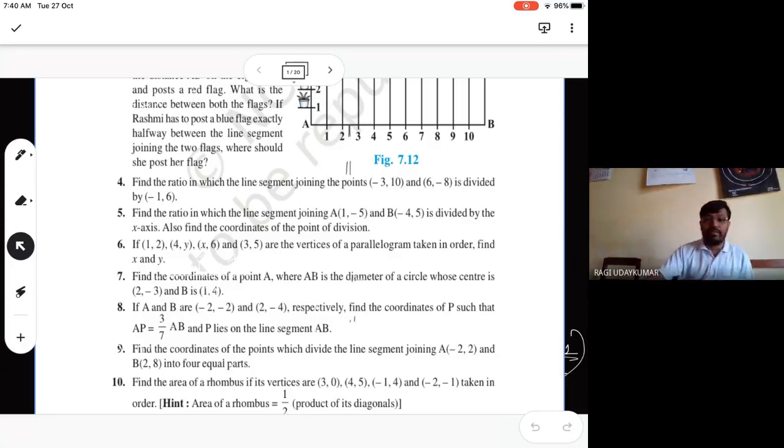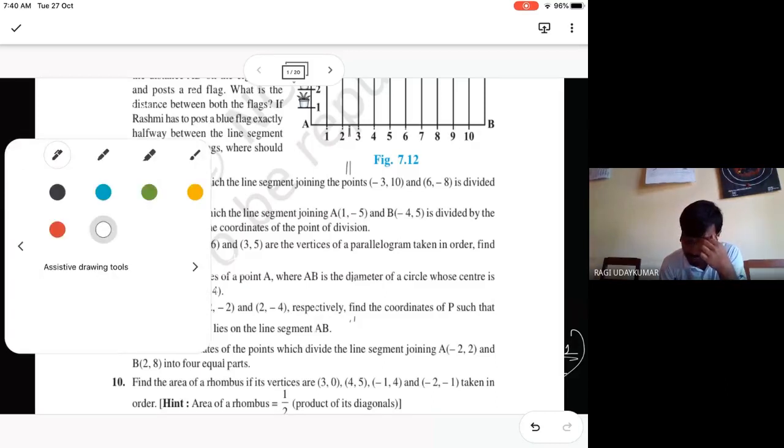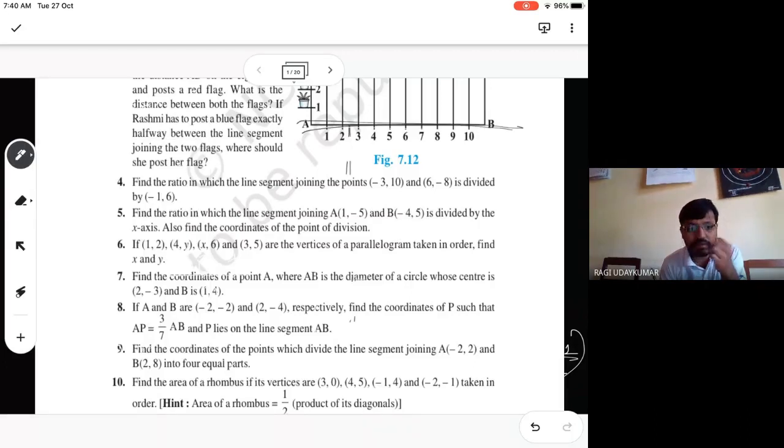On the x-axis, y will be 0, x will not be 0. Please do remember: not 0, y, but x, 0. On the x-axis, any point will be x, 0. Suppose you take these points into consideration on the x-axis. This point will be 1, 0, and this point will be 8, 0.